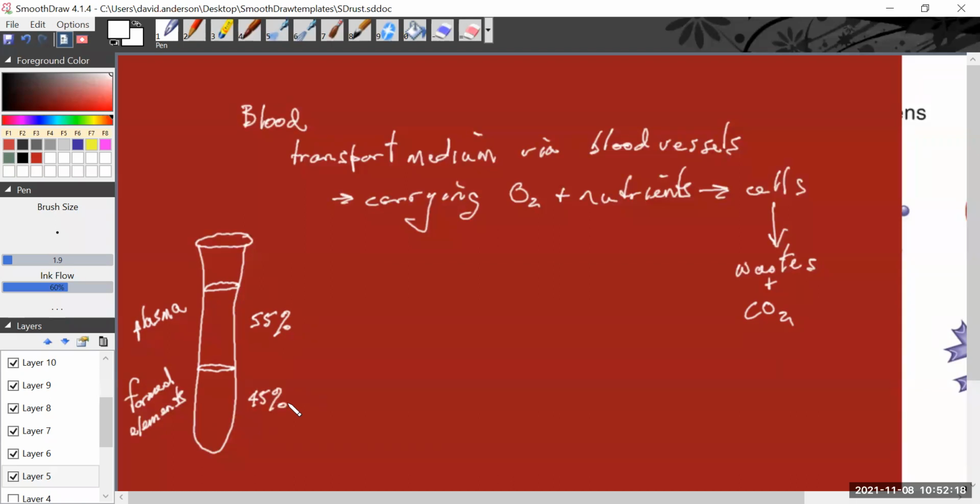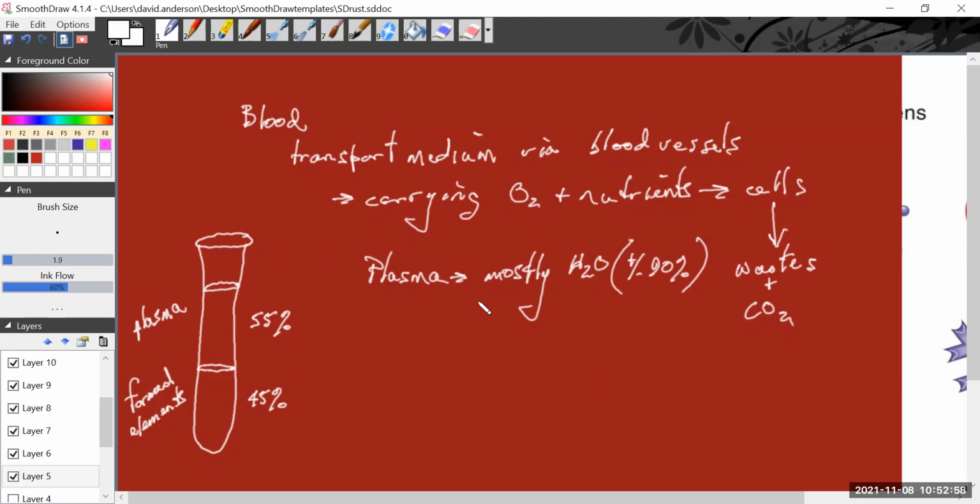Again, as always, these numbers do not require memorizing in our class. If you remember that plasma is a little more than half and the formed elements are a little less than half, that's all you're going to need to know for any question that I'm going to ask you. When we look at the plasma, it is mostly water, probably somewhere in the vicinity of 90%. Again, not a number that needs to be memorized.